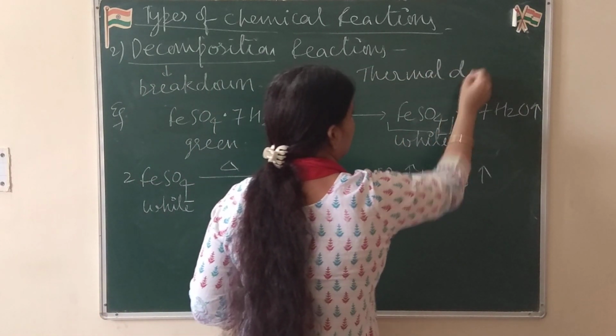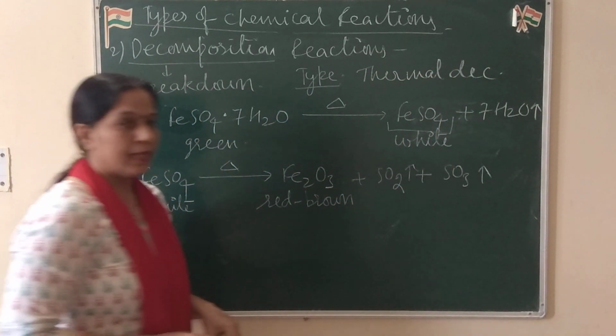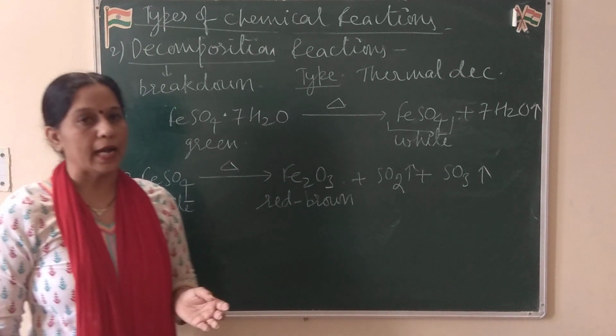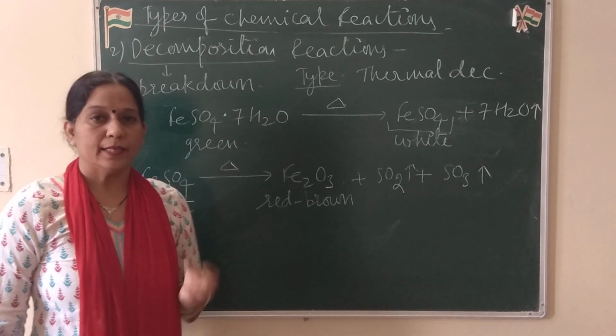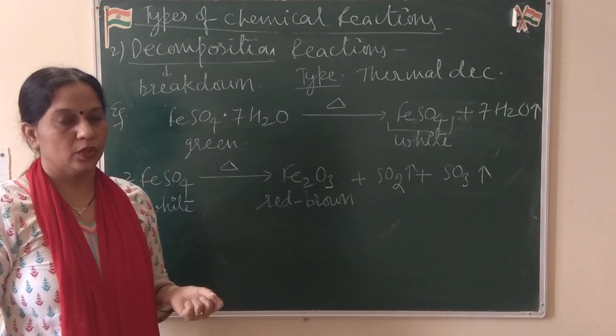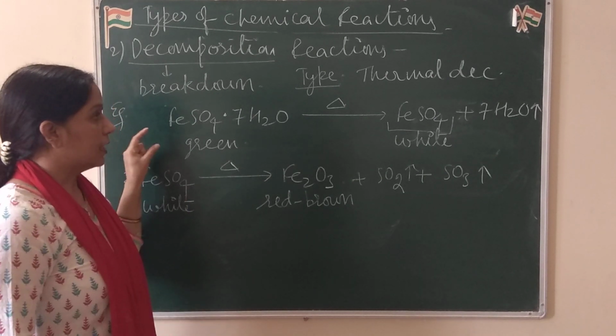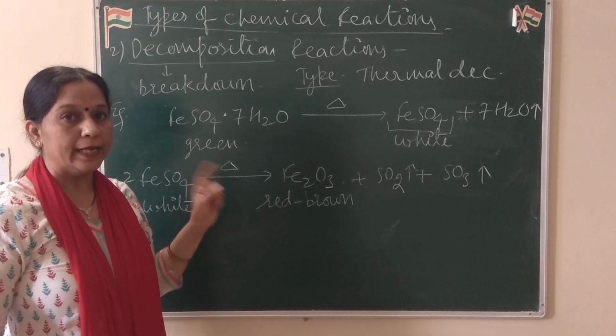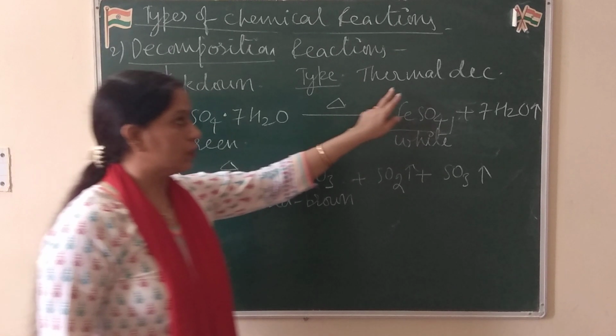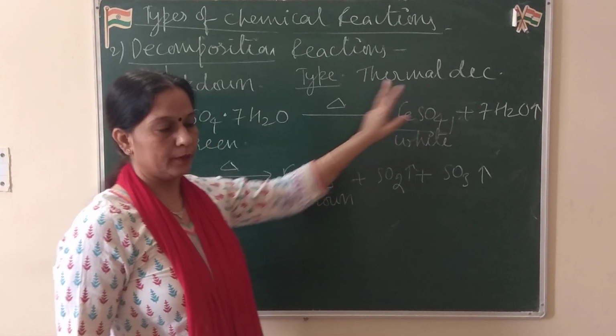Because it is direct heating on a burner, it is called thermal decomposition. That means sources of energy are different when any substance is undergoing decomposition reaction. In this case, that source of energy is direct heating on burner. That is why it is called thermal decomposition.